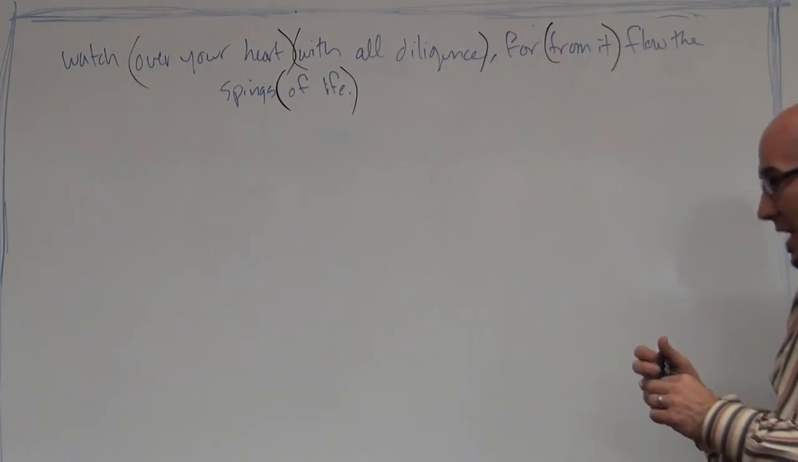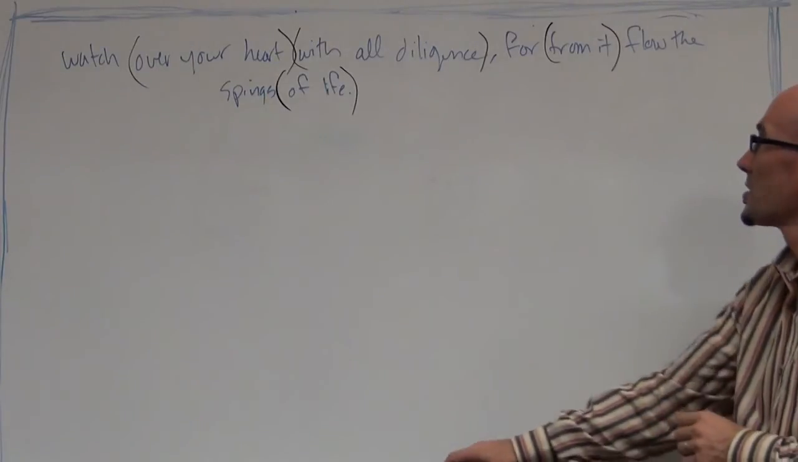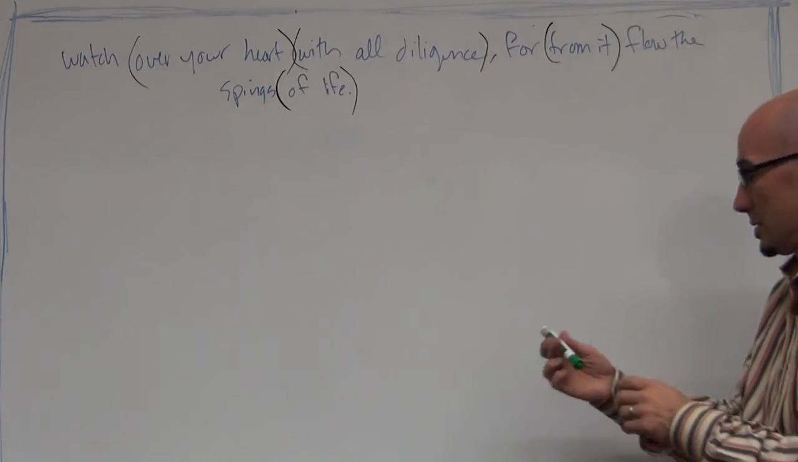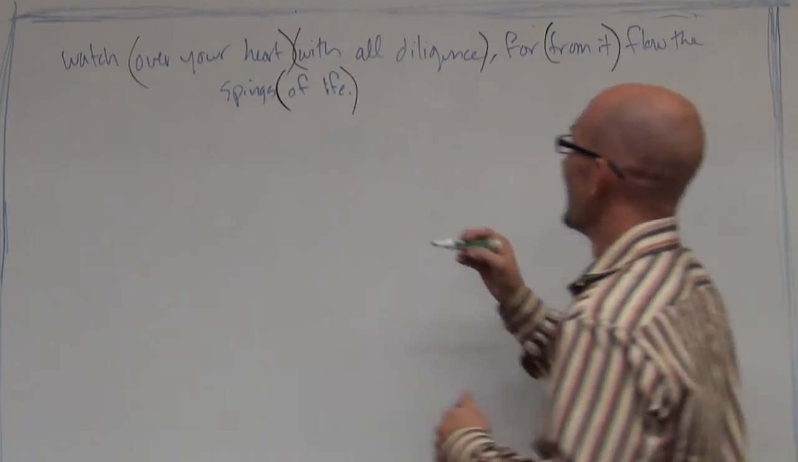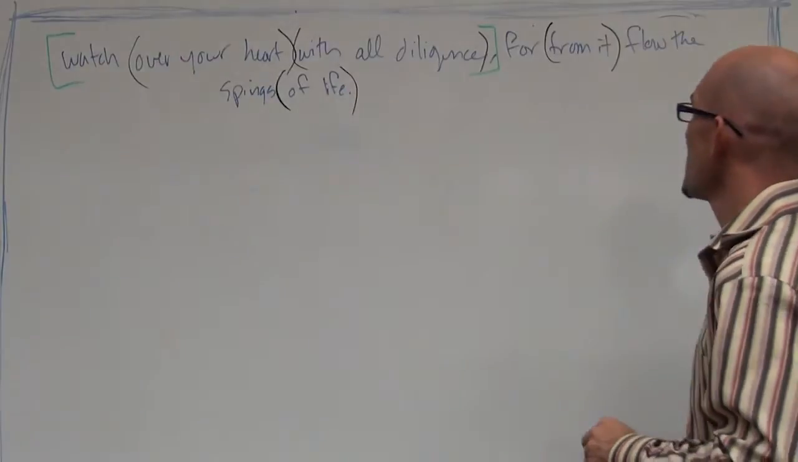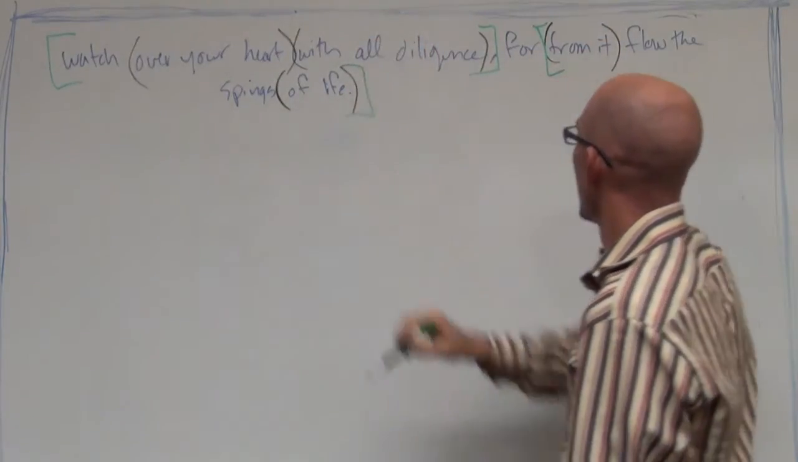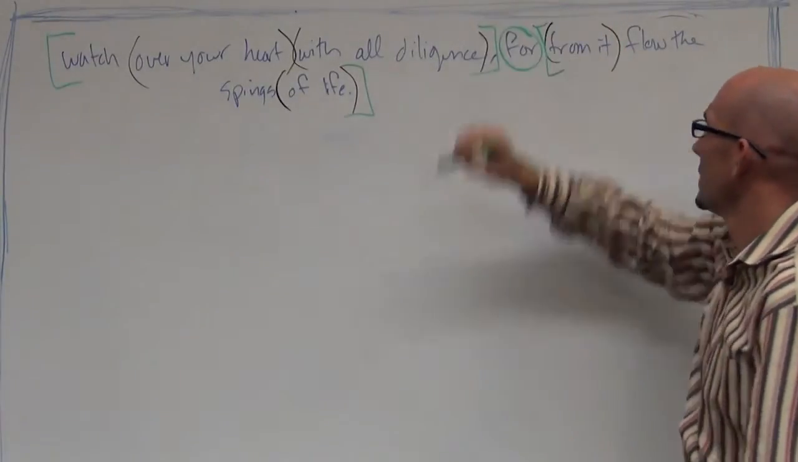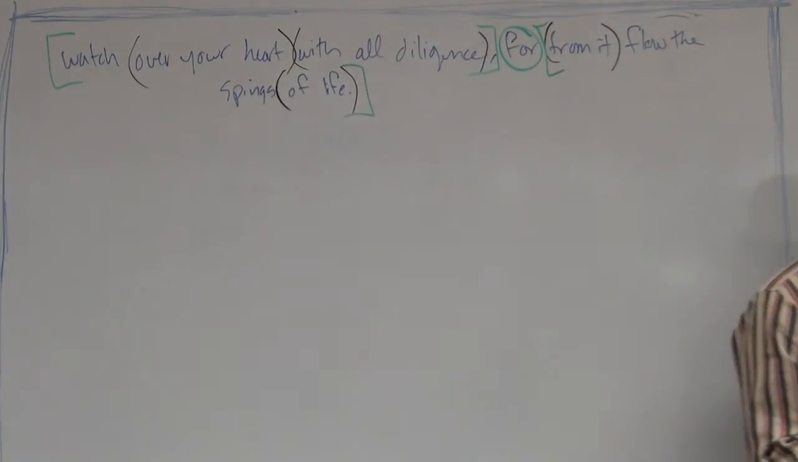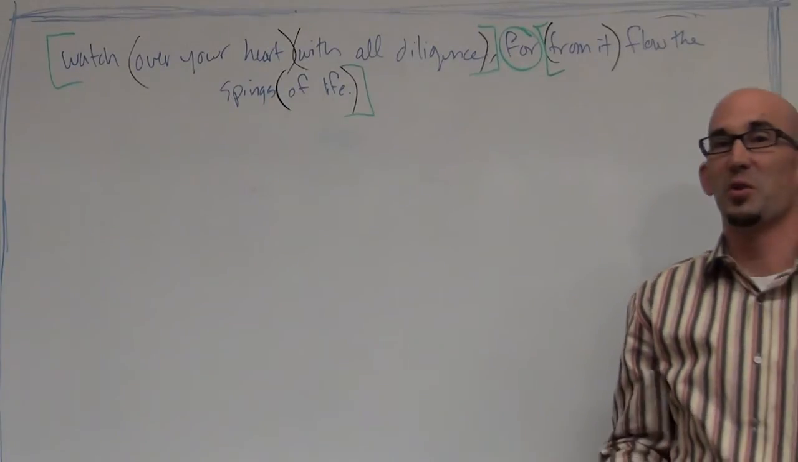Okay, how many clauses do we have? 2. Okay, 2 clauses. What are our 2 clauses? Okay, yeah, this one. Watch over your heart with all diligence. From it flow the springs of life. Okay, good. What is this right here? It's a conjunction. What kind of conjunction is for? Subordinating conjunction. And how do we know that it's subordinating and not coordinating? Because it's not and or but nor. Okay.